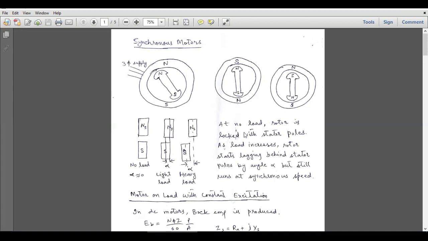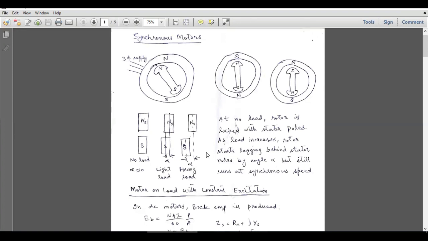So at no load, the rotor is locked with the stator poles. As load increases, the rotor starts lagging behind the stator poles by angle alpha, but still runs at the synchronous speed. This is the property of the synchronous motor, and there is no slip in synchronous motors, as we have observed slip in the operation of induction motors.